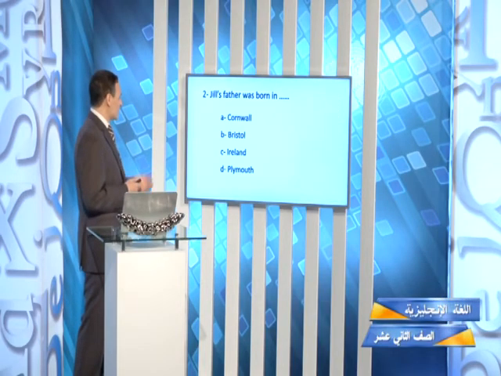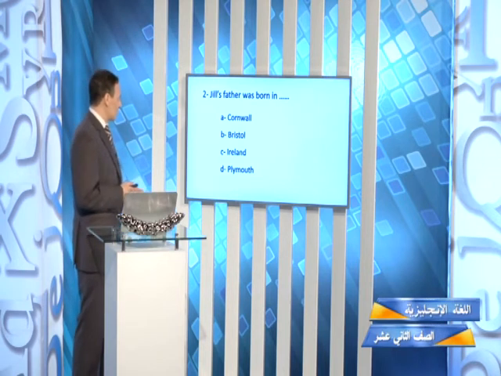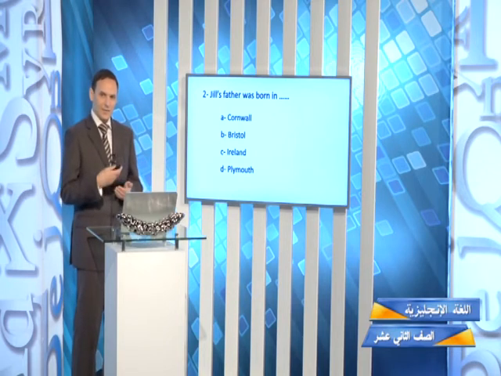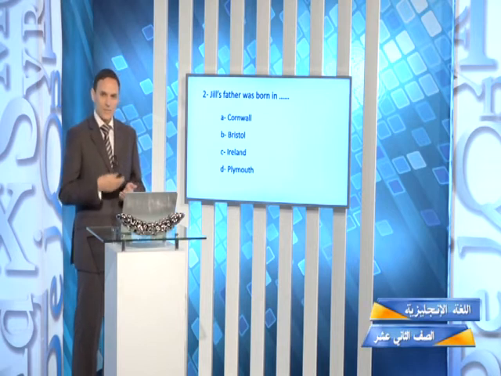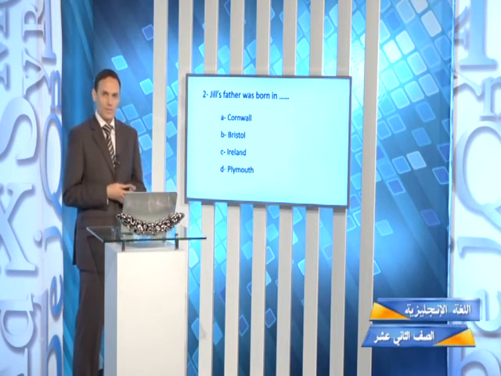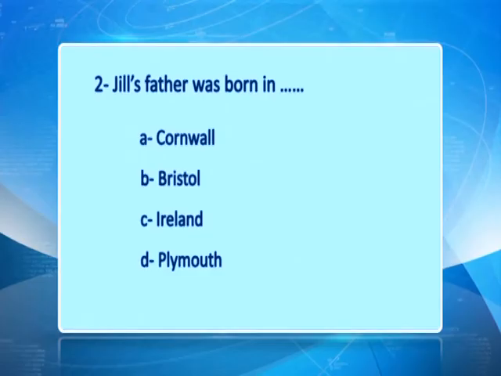Right? Let's proceed to question number 2. Jill's father was born in Cornwall, Bristol, Ireland, or Plymouth. Now, in the first exercise, the reading technique we used is called skimming. We read the passage quickly, and we tried to understand its main idea, and we came up with the title. In this exercise, or this question, you're going to practice a technique called scanning.